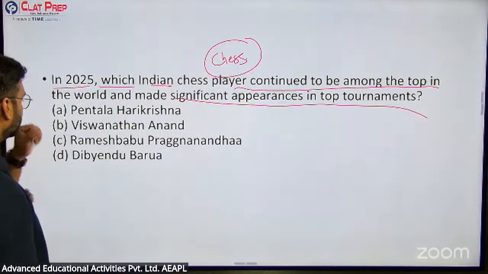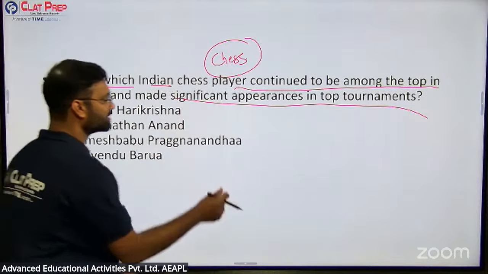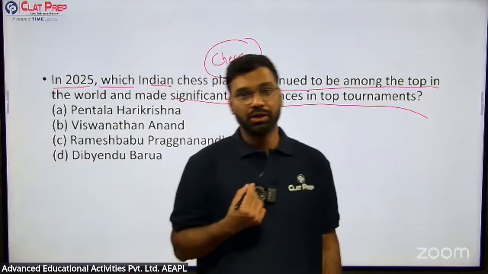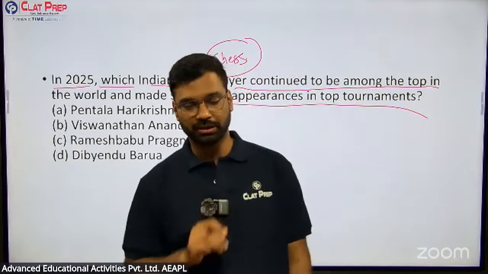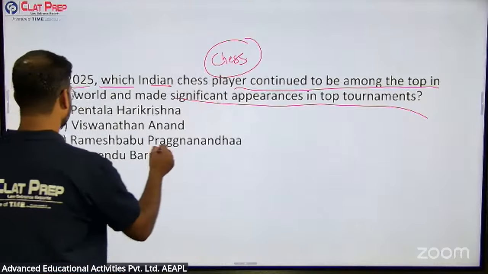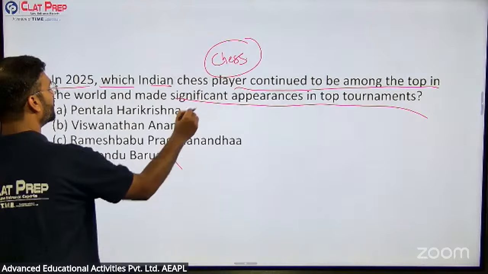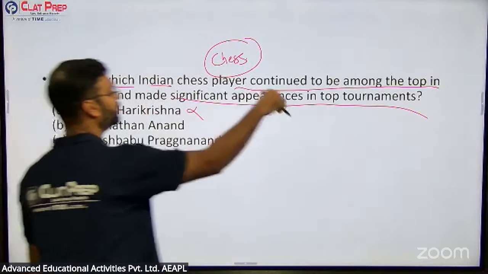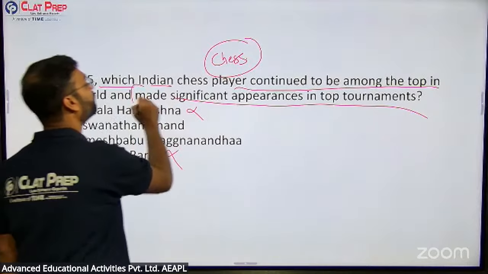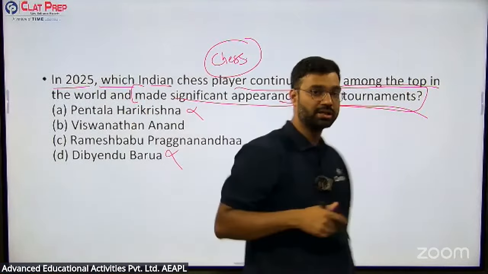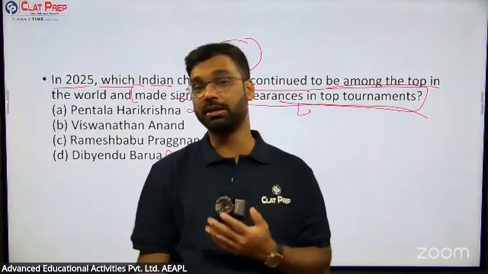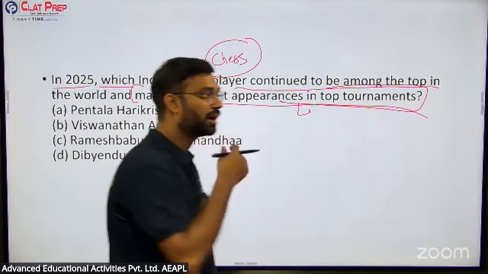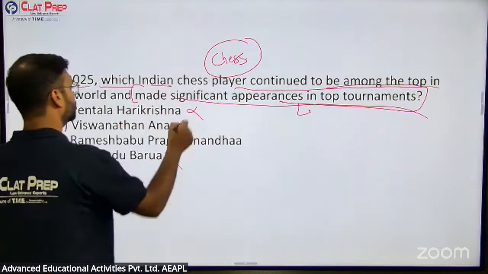Now, if this question is asking you about a famous player, someone who has been in the news, and if you are preparing for the CLAT exam, you would have definitely come across this name multiple times, right? Now, the names Divyendu Barua and Pentala Harikrishnan are names that you might not have heard very often. But the question is asking which Indian chess player made significant appearances in the top tournaments. So that means in multiple tournaments he had given top performance, and his name would have appeared multiple times in newspapers and news articles. So if you are preparing seriously, even if you don't know the exact answer, you would have come across this person's name multiple times, right? So these 2 options can be eliminated.